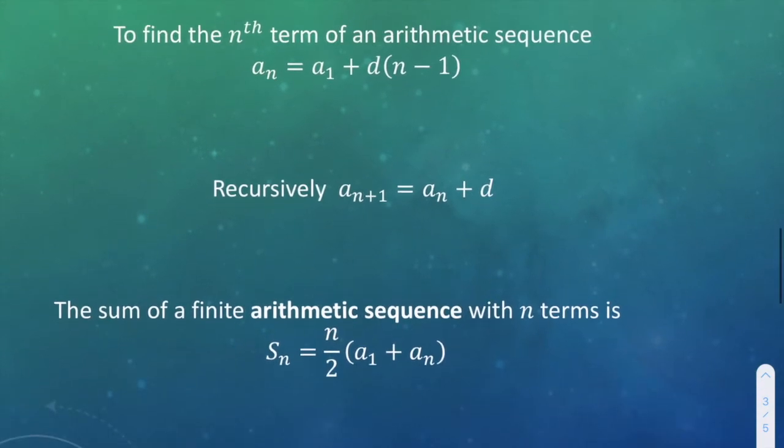If we're going to talk about the sum of a finite arithmetic sequence with n terms, then hopefully you remember that S sub n is equal to n divided by 2, and that times the first term, a sub 1, plus the last term, a sub n.